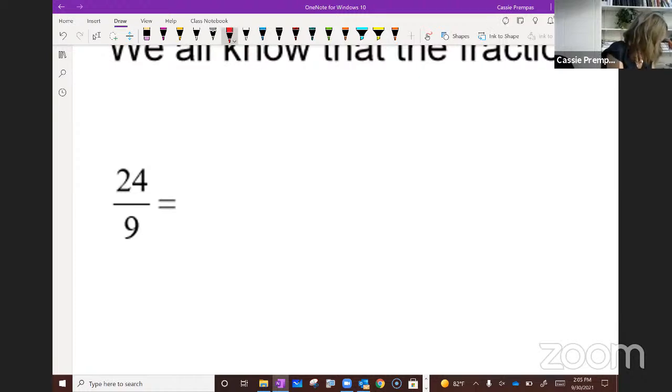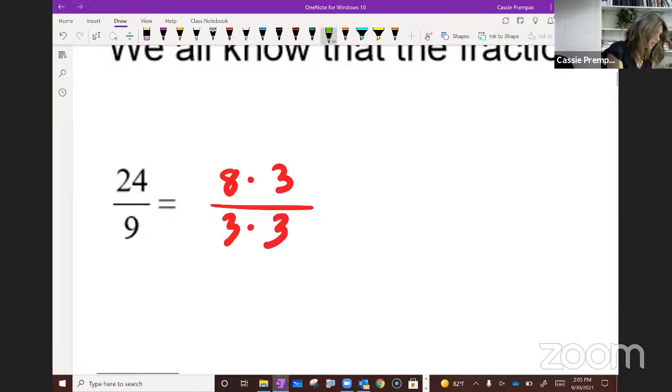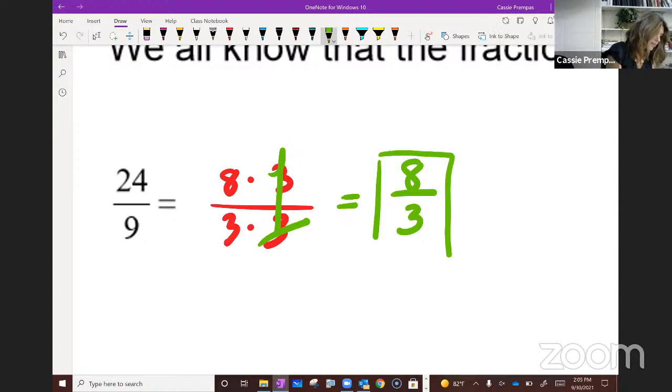3. Good. In fact, I could write this as 8 times 3 divided by 3 times 3. And now I can see that 8/3 times 1, because any number divided by itself is 1, will reduce to 8/3. So yes, 24/9 simplifies to 8/3. The reason why is because there was a common factor in the numerator and denominator.